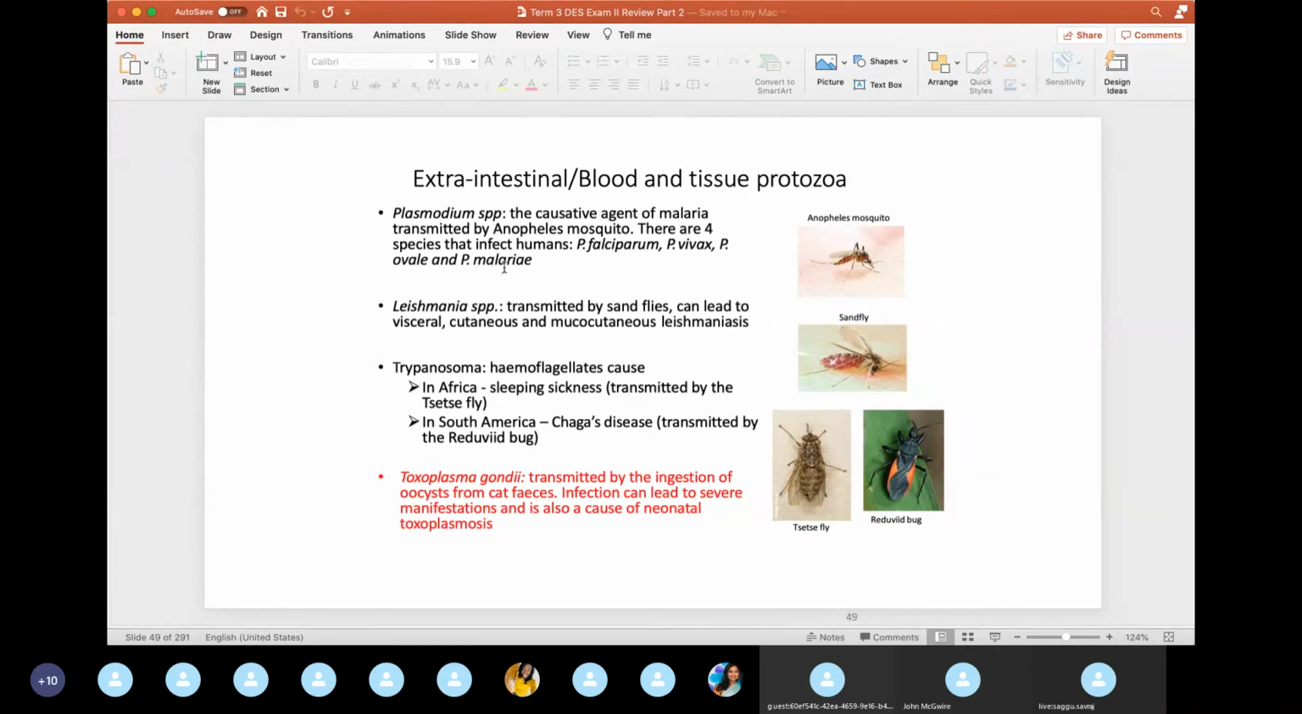P. malariae, well, tertian fever. And Vivax and Ovale, they have hypnozoites. Hypnozoites, is that how you pronounce it? Sorry. So that's how you'll think about that for the Plasmodium.